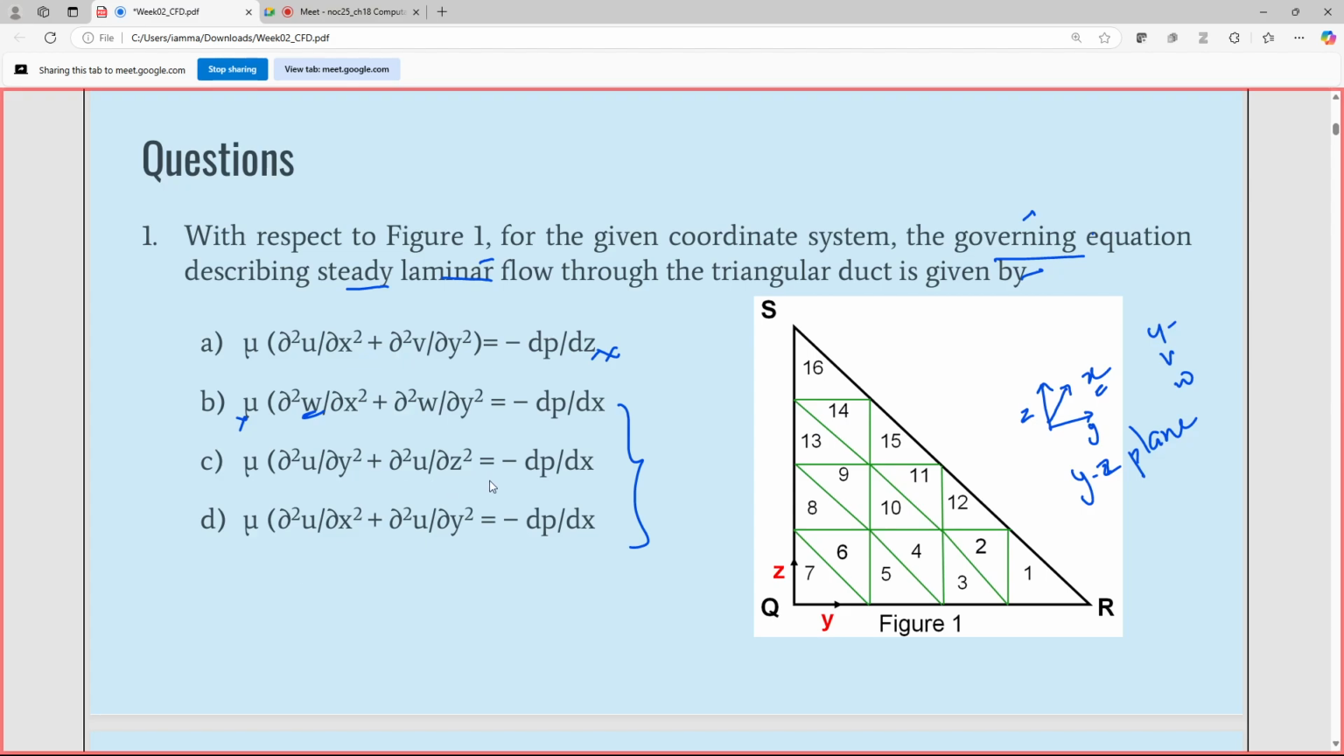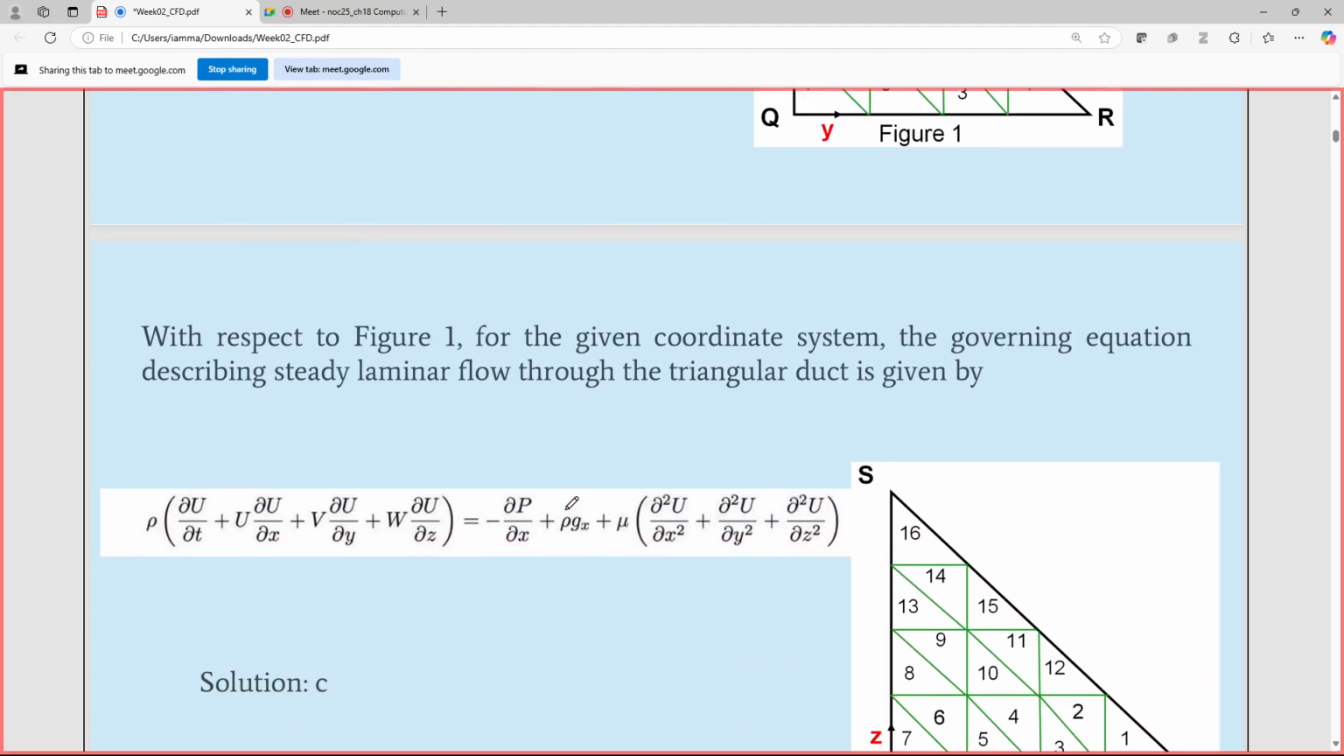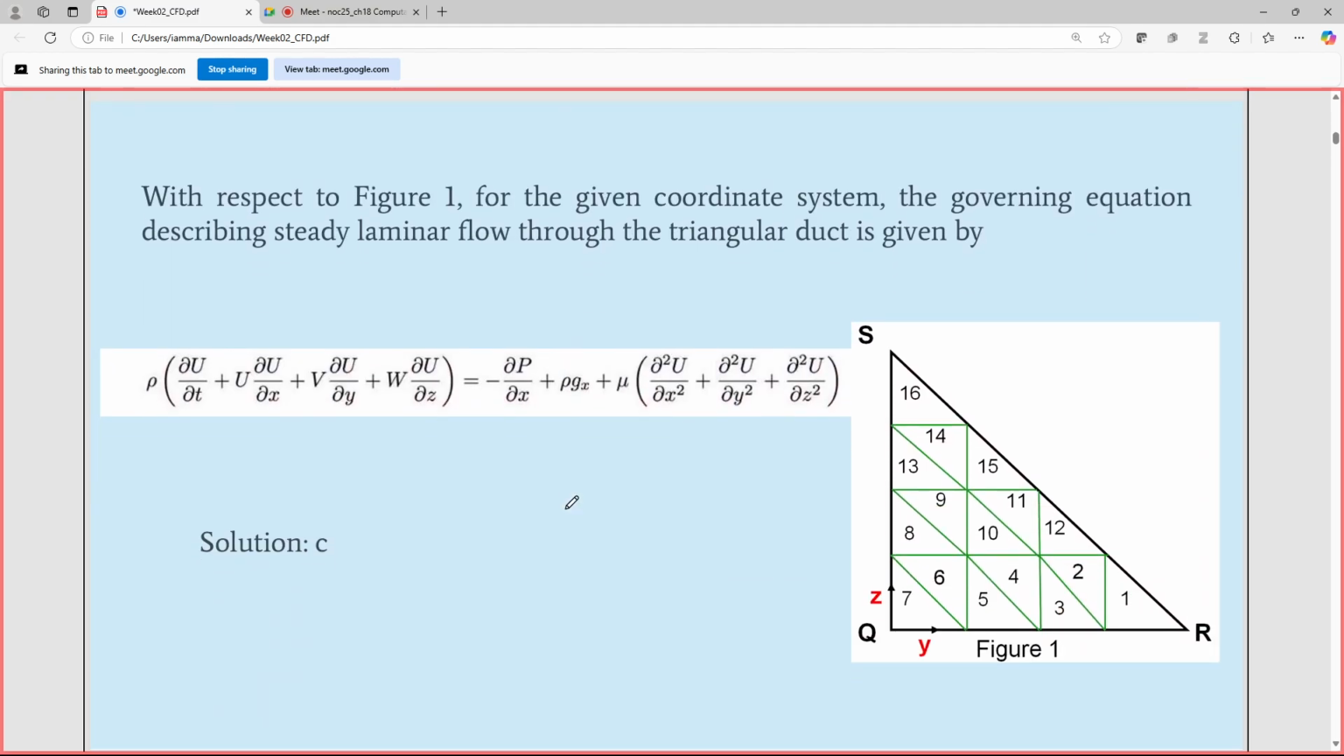Again, since the triangular section is in the YZ plane, the dou u by dou x term won't exist there. Flow is happening in the x direction, so u will be a function of y and z. So mu into dou square u by dou y square plus dou square u by dou z square. That's the third option. Option C will be your answer.